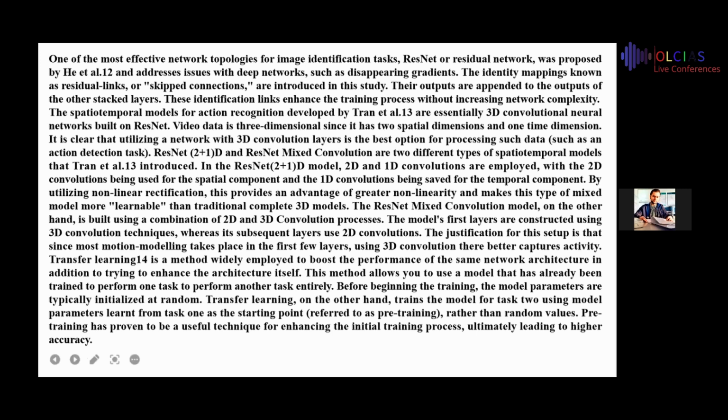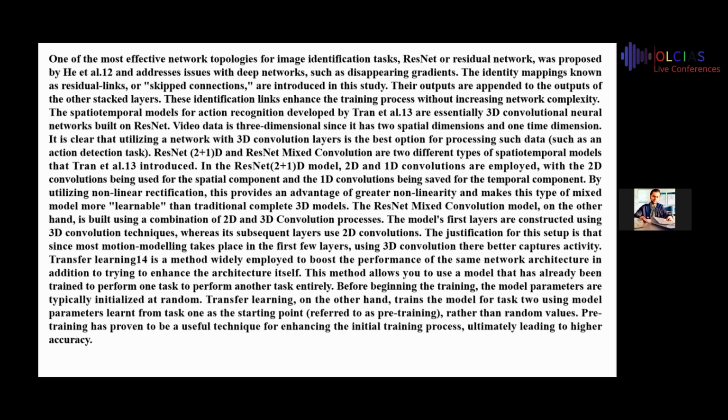So one of the most effective network topologies for image identification tasks is ResNet, also known as residual network, that was proposed by He et al. and addresses issues with deep networks, such as vanishing gradients. So the identity mappings, known as residual links or skip connections, are introduced in this study. Their outputs are appended to the output of the stacked layers. The identity links enhance the training process without increasing network complexity.